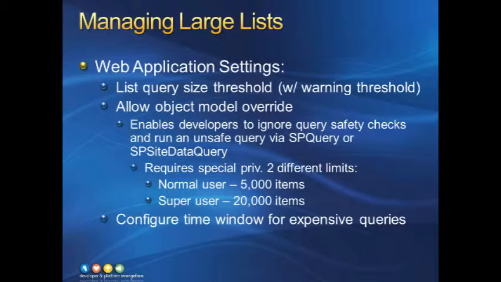Now, when the code runs, you have these two limits. One limit is going to say what constitutes a large list, and that's going to be 5,000 out of the box. But for super users, or for people who have the appropriate permissions, like an administrator, when they run the same code that a traditional user is going to run, they're going to have a much higher limit that they can pull back, because they're supposed to know what's going on here. And so out of the box, the super user can pull up to 20,000 items before their queries are going to be cut. Okay?